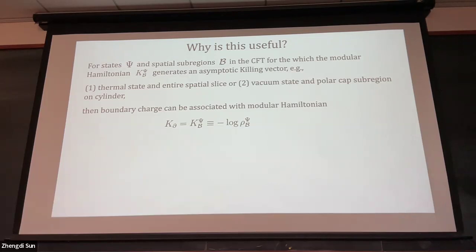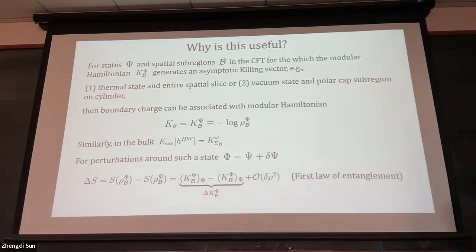Then this boundary charge that I wrote down on the left-hand side of the Collins-Wald formula is just this modular Hamiltonian, K B psi, which is minus log of rho psi, which is part of what appears in entanglement entropy. Right? Von Neumann entropy is minus the trace of rho log rho. So this is like a piece of the von Neumann entropy. And similarly in the bulk, this canonical Collins-Wald is actually the bulk modular Hamiltonian for the dual state psi in the bulk.